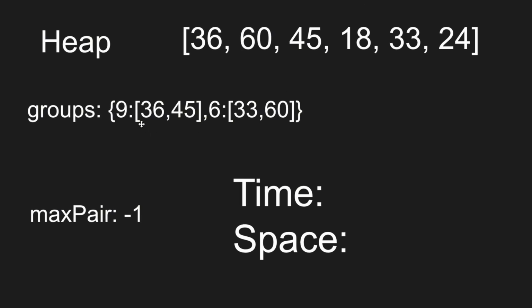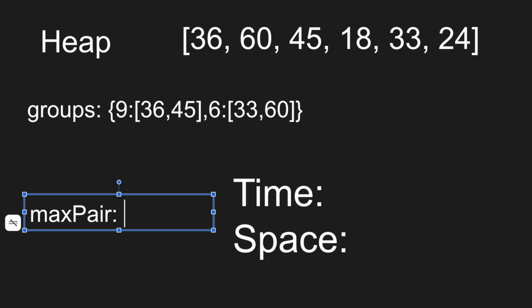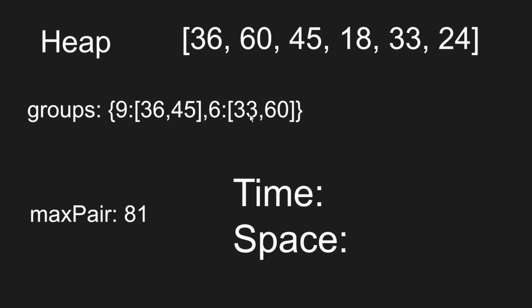So now we will look at each key in groups and see what max pair it can make. So 9, it could make a max of 81. It's greater than the current max pair, so we update it. And now we look over here. This can make 93. It's bigger than the current max pair, so we update it again. And this is the biggest max pair that we can make, so this will be our solution.